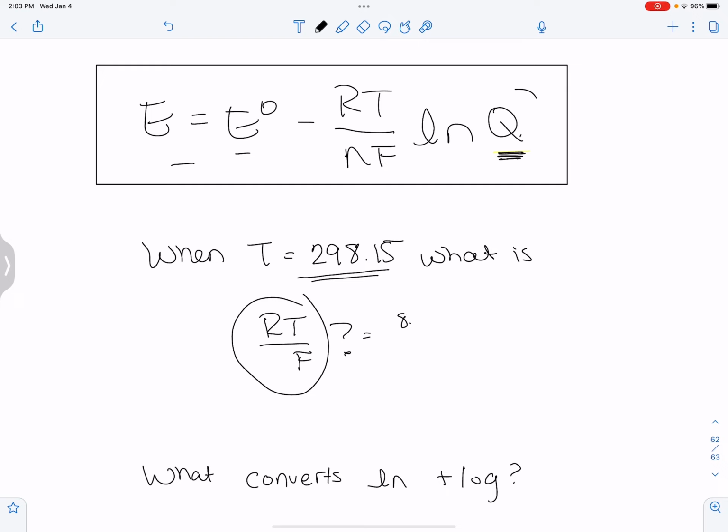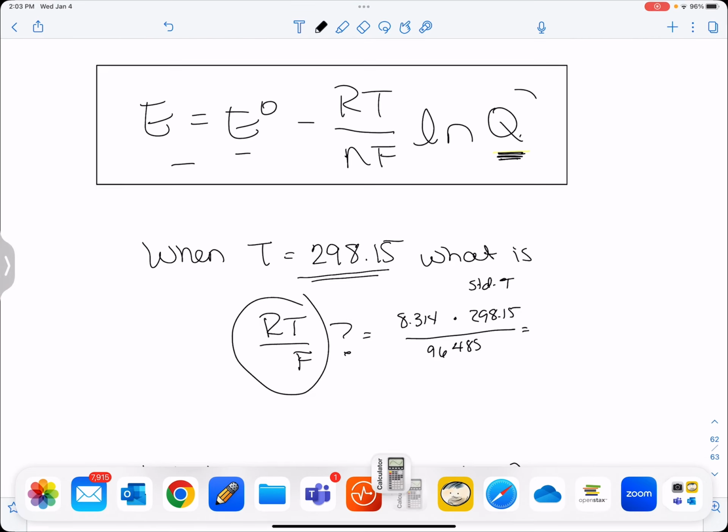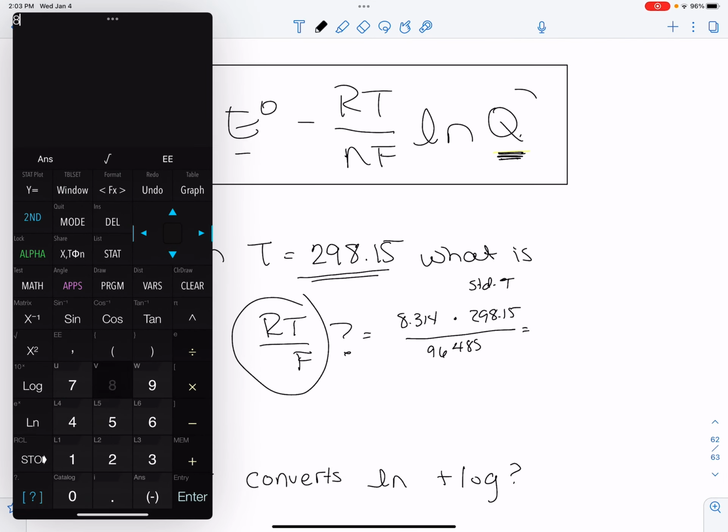So if we do 8.314, and that's our R term, times standard temperature, 298.15, over Faraday's constant, and this is the full numbered Faraday's constant, so it's 96485. If we multiply all those numbers, we get this. So 8.314 times 298.15 divided by 96485. So we get this number.